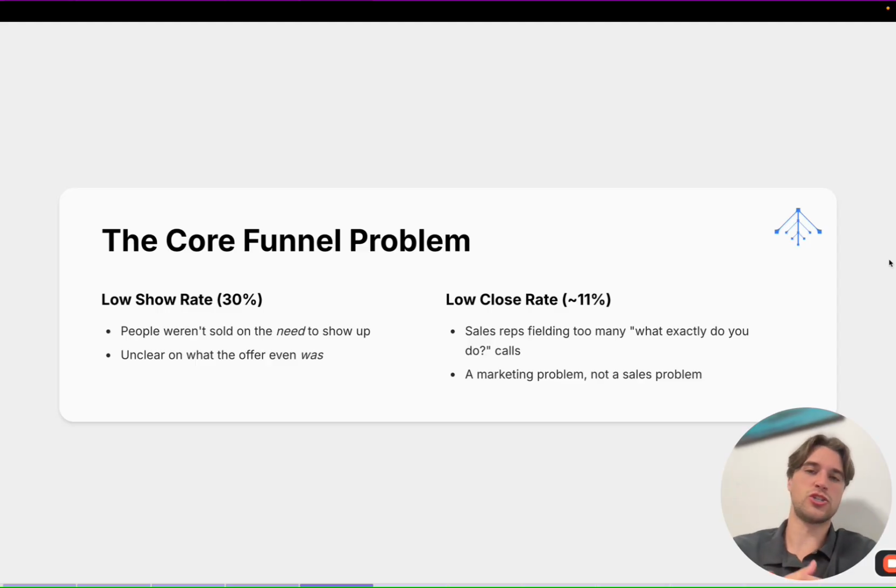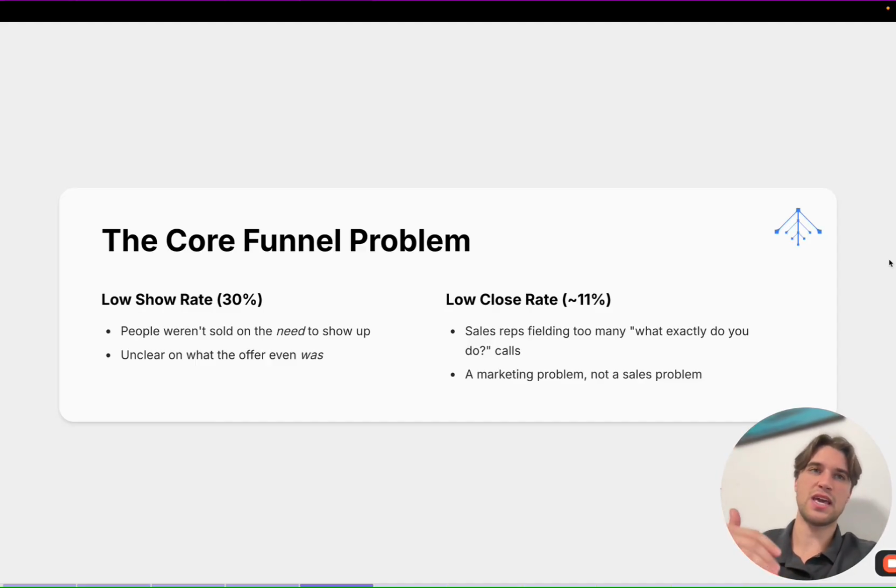So with low show rate, we took a look at it. Our automations fired properly. Everything looked good, but people weren't sold on the need to show up. They didn't know what we did really. They kind of had a vague idea. They weren't sure, but really there was no value sold to them on why they should get to that call. And they were unclear on what the offer even was.